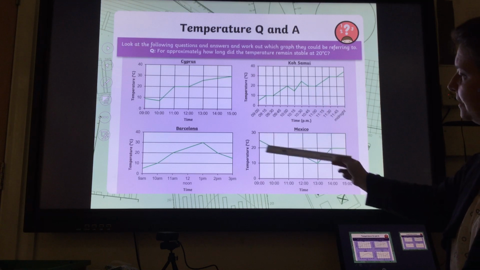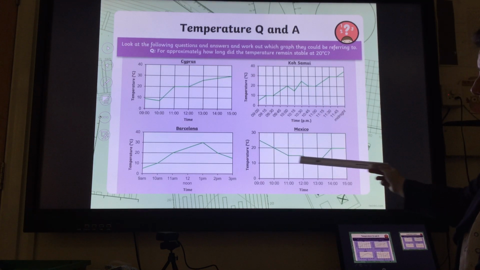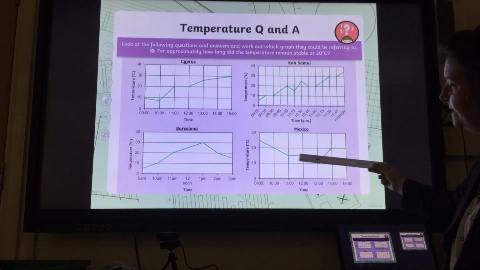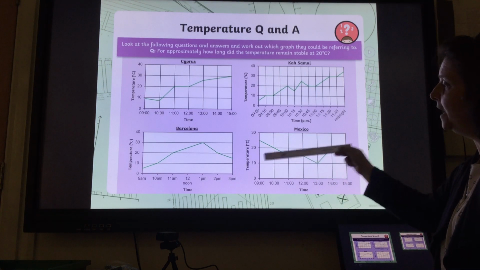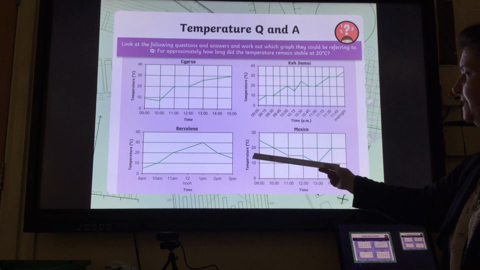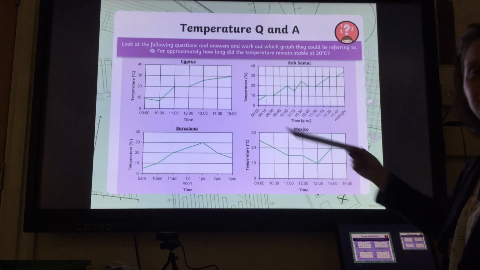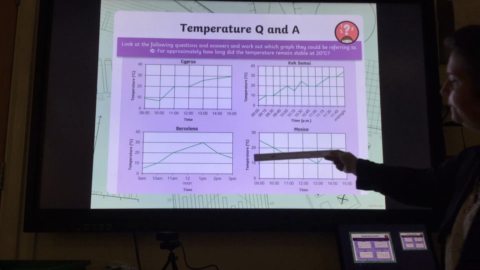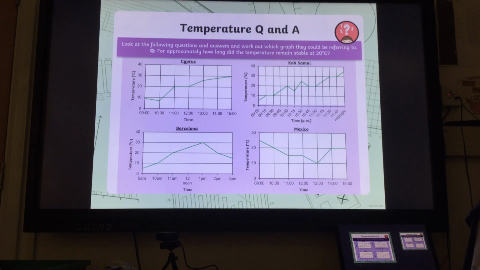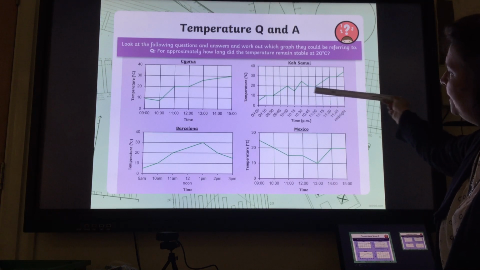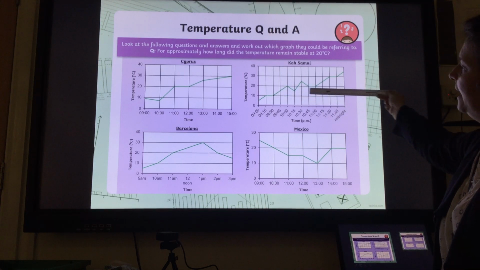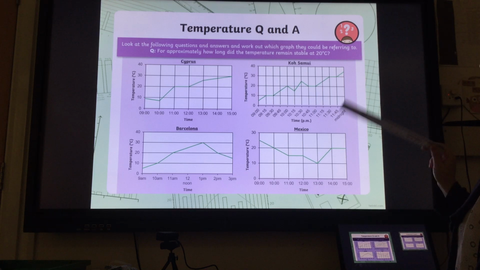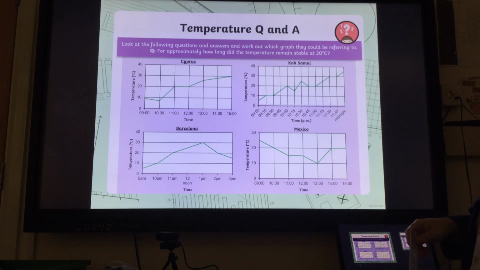Let's have a look for Mexico. Here it's got a straight bit, so it's got a stable part. From 11 till 12, the temperature stayed the same, but did it stay the same at 20 degrees? No, it didn't. It was in between 10 and 20. What temperature would that be? That's right, 15 degrees. And here we've got a flat part of this graph here and here. Is one of those at 20 degrees? Oh, yes it is. Maybe that's the graph we're referring to.